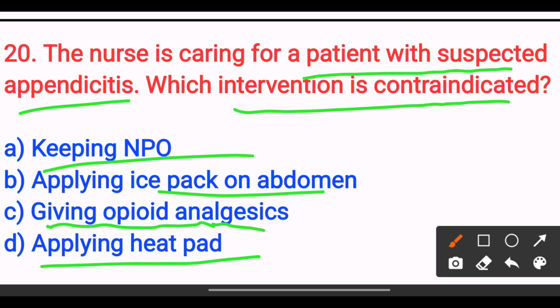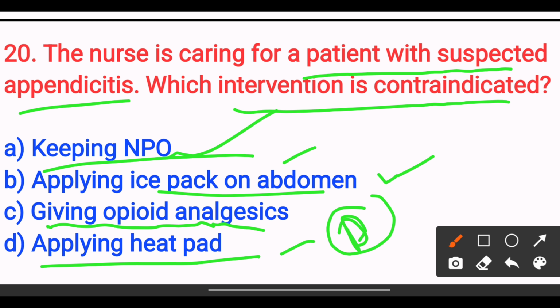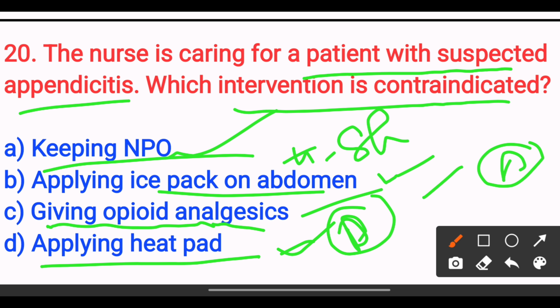Option D is the correct answer because heat increases the blood flow, with risk of rupture of the appendix. Ice pack reduces the pain and inflammation, so it can be used. NPO should be maintained because surgery may be needed within 4 to 8 hours, and giving opioid analgesics is also correct. So the answer is option D, contraindicated.